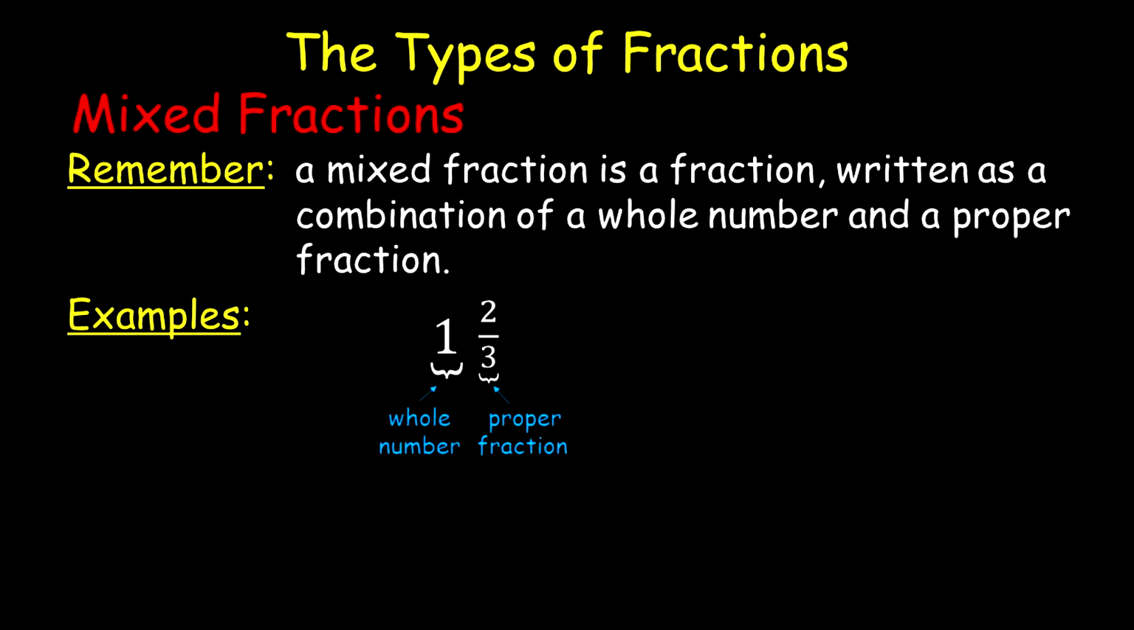The other example is 2 and 3/7. 2 is the whole number and 3/7 is the proper fraction. Mixed fractions are always greater than 1.